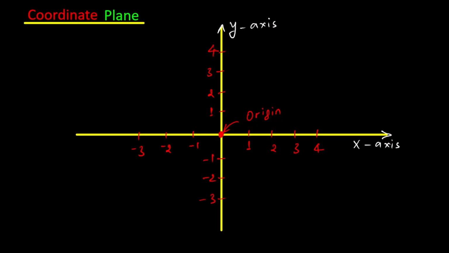Now the question is, how do we locate points on this coordinate plane? Just like we used two numbers, row and column, in our movie theater example, here we use x in place of row and y in place of column. Let's see through examples how to locate points on this coordinate plane.